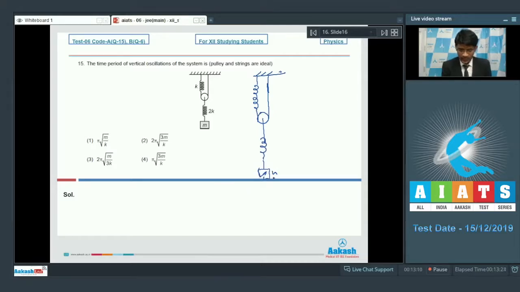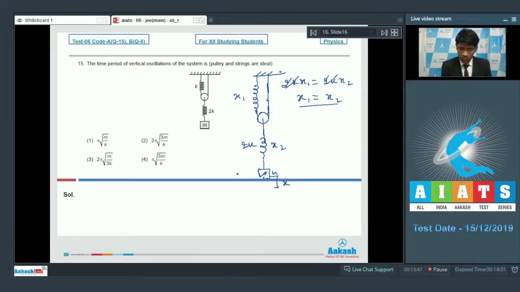From the equilibrium position, let's say it has been shifted by a distance x, and in that case, this spring is extended by x2 and this one extended by x1. So I would say the tension in this spring will be kx1 along this direction, and it must be equal to the tension of this spring. So this T must be equal to 2k into x2. Got it?